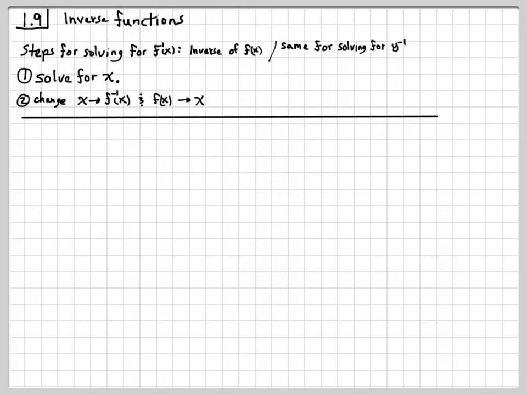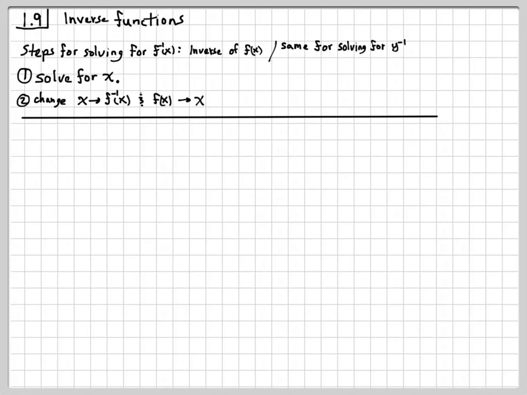In this video, I will be showing examples of the problems that we have done in section 1.9, and they are about finding the inverse of functions. So when we find the inverse of f, we write that as f with a little negative 1 on top. The same thing for y. If we find the inverse of y, we write y with a little negative 1 on top.